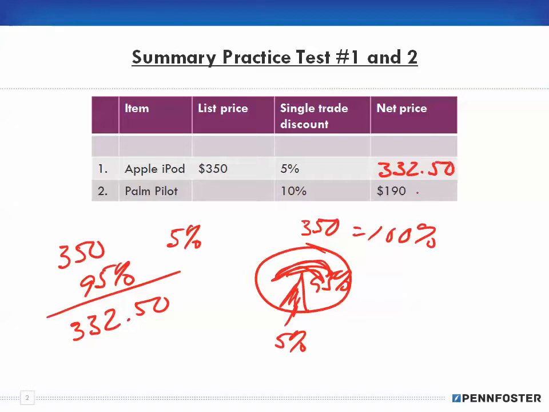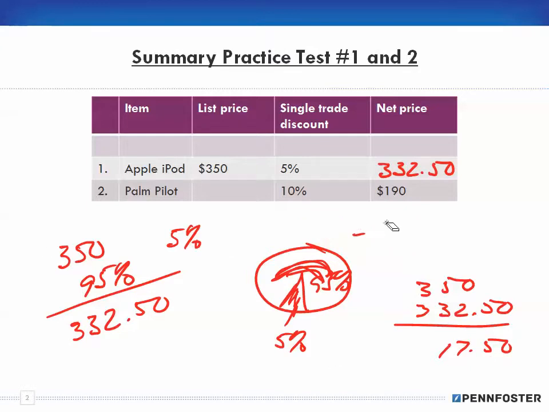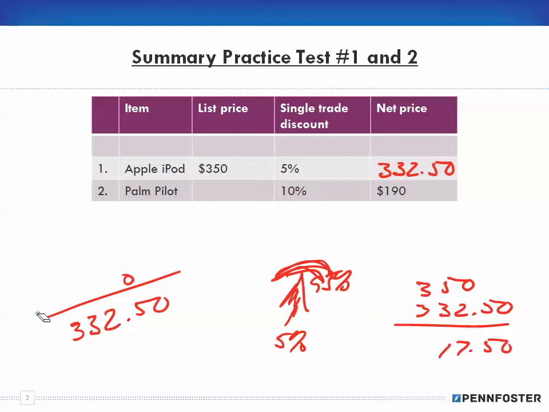Right, so that's going to be my net price, 332.50. And of course, if I took the 350 and subtracted the 332.50, the difference between the two, $17.50, would be my discount amount. But that's not what the question's asking for. It's asking for the net price. Right, so erasing all of this so we could do number 2.